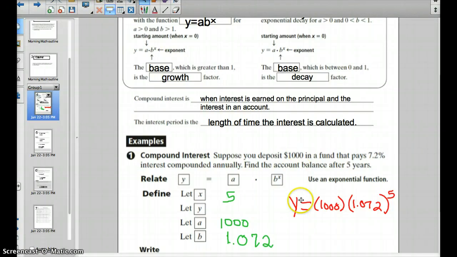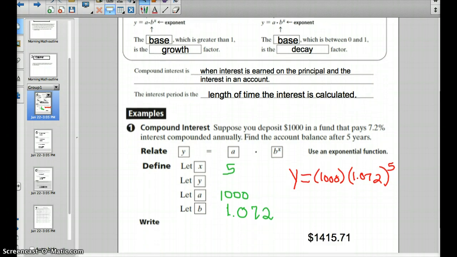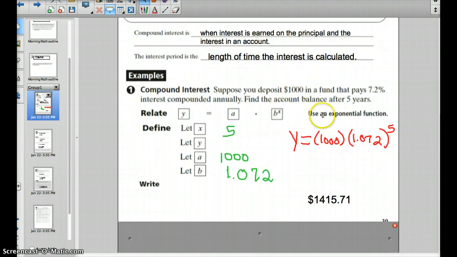So we can then plug this into our calculator, and after 5 years, if we invested $1,000, after 5 years at 7.2%, we would have $1,415.71. Not too bad. Definitely want to make sure you have your calculator handy and you know how to operate it. If you have any questions, ask in class and not before the test, please.